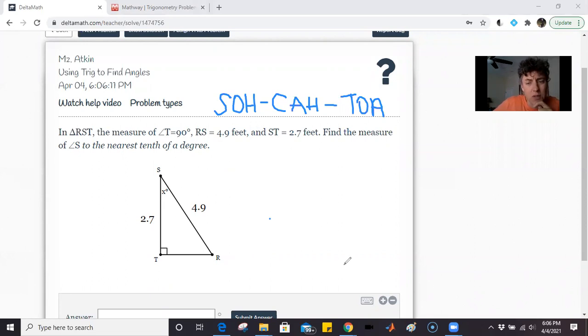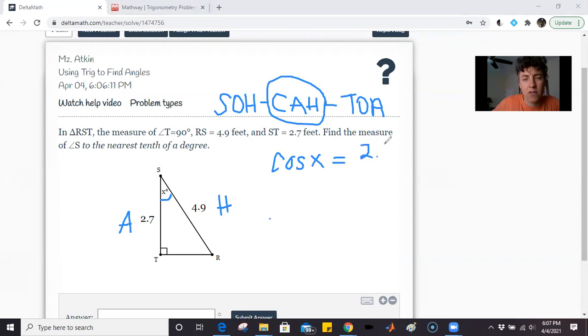So we need to decide what sides we've got. Well, we know 4.9 is the hypotenuse. And in relation to the angle we're looking for, 2.7 is the adjacent side. So we must be using cosine, which is adjacent over hypotenuse. So we have cosine of our angle X is going to be our adjacent side, 2.7, over our hypotenuse, 4.9.